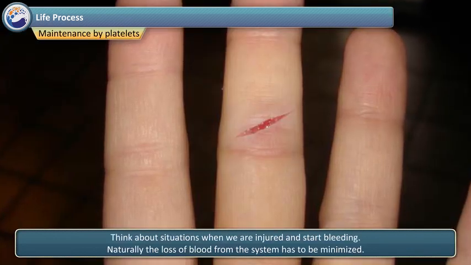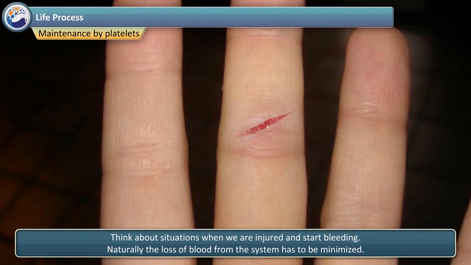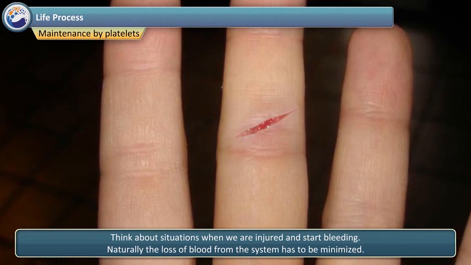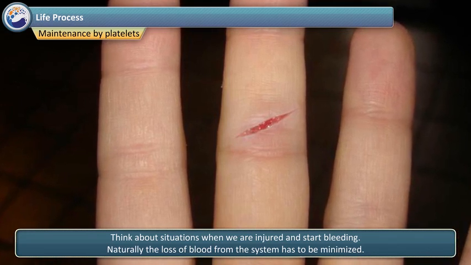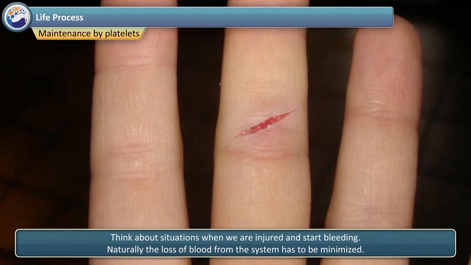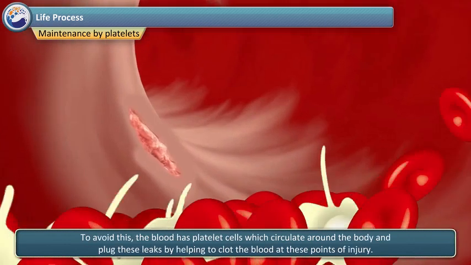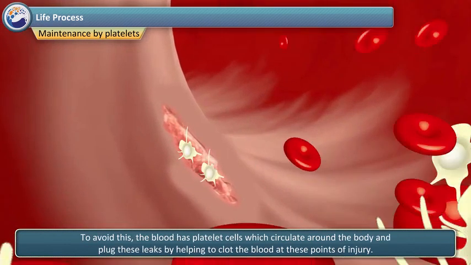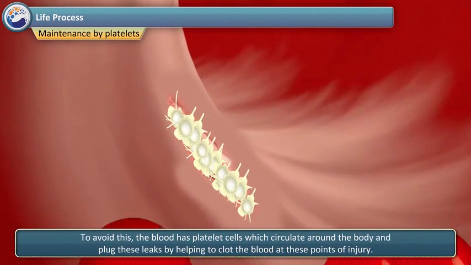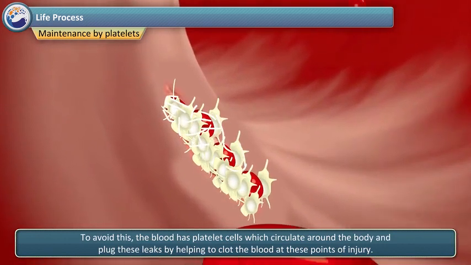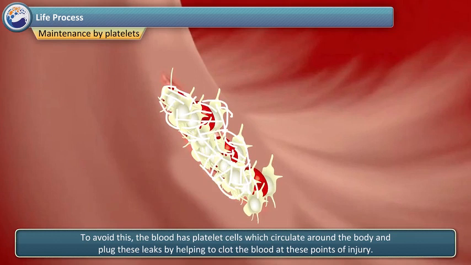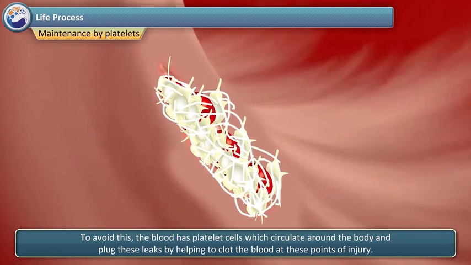Maintenance by platelets. Think about situations when we are injured and start bleeding. Naturally, the loss of blood from the system has to be minimized. To avoid this, the blood has platelet cells which circulate around the body and plug these leaks by helping to clot the blood at these points of injury.